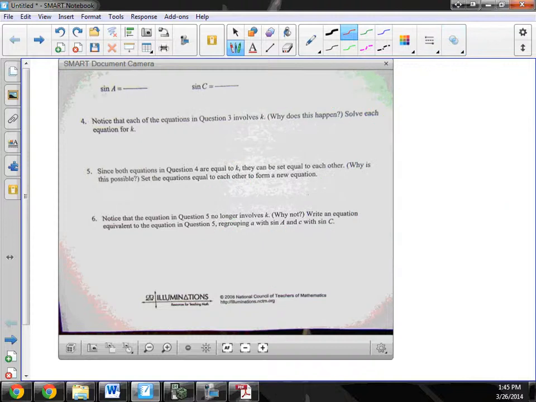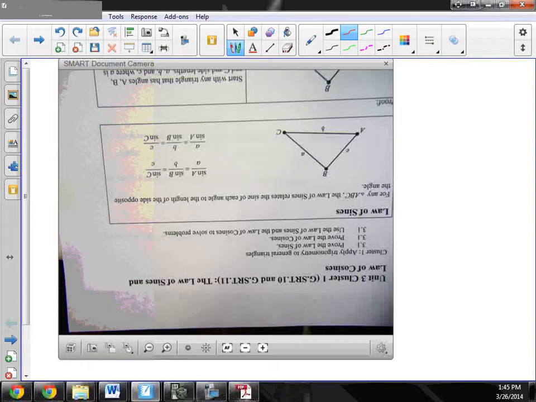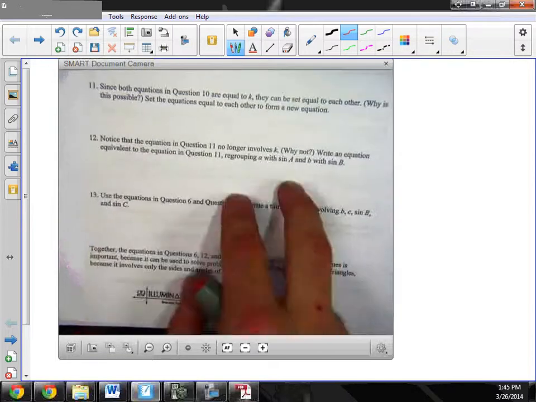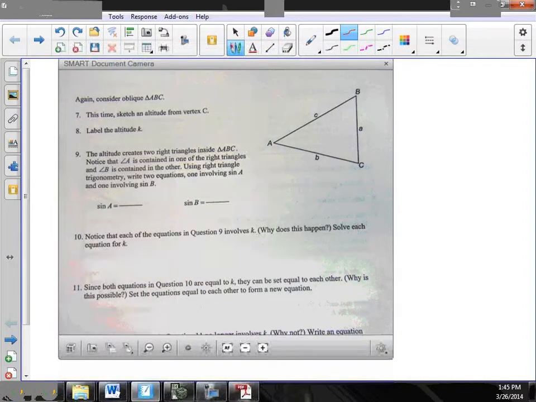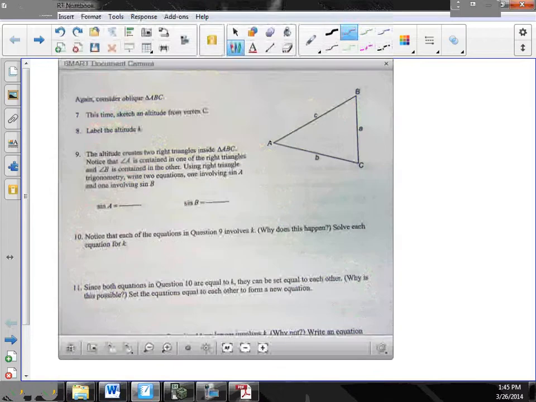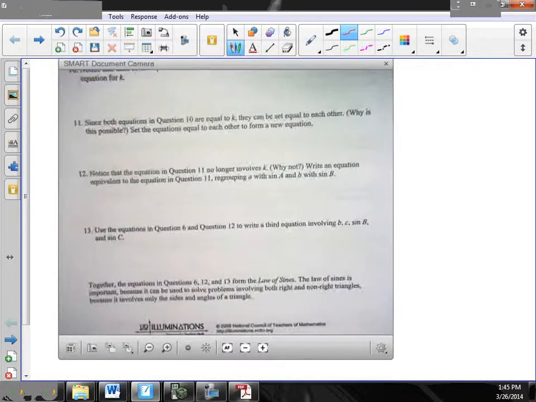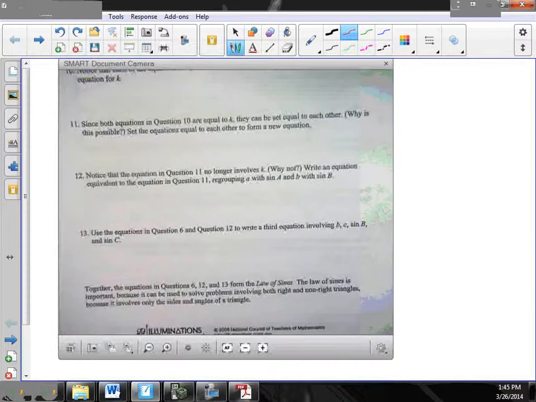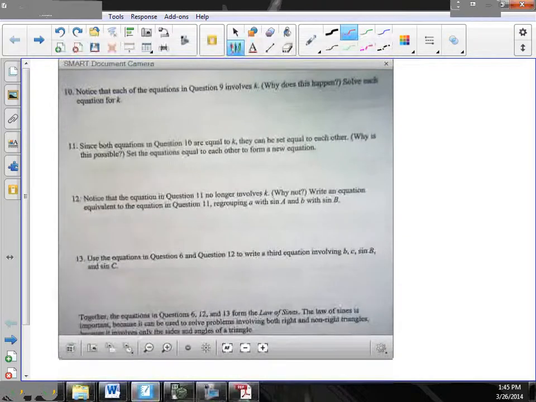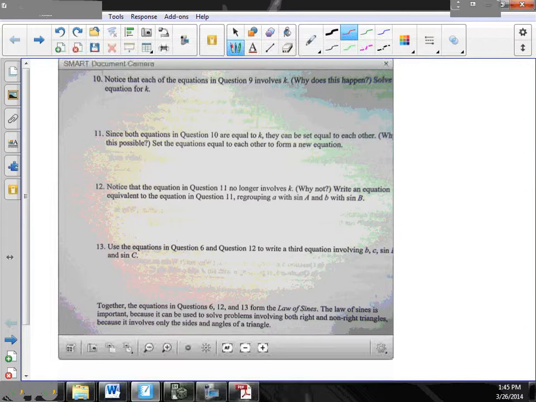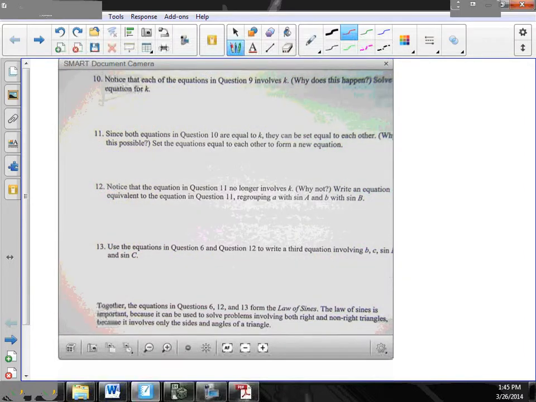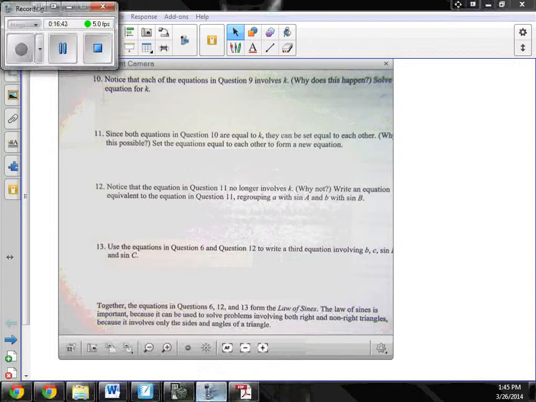Okay, page over. So this wants you to go back through, and instead of using A and C, it wants you to use A and B. I'm going to leave that one up for you to do. So, go ahead, work on that.